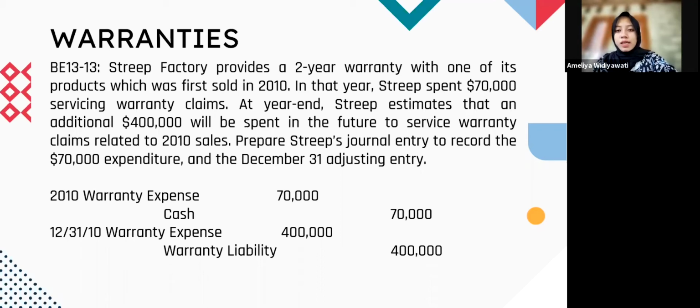The journal is 2010 warranty expense in debit, amount of 70,000, and then cash in credit, 70,000. And then warranty expense, amount of 400,000, and warranty liability, 400,000.